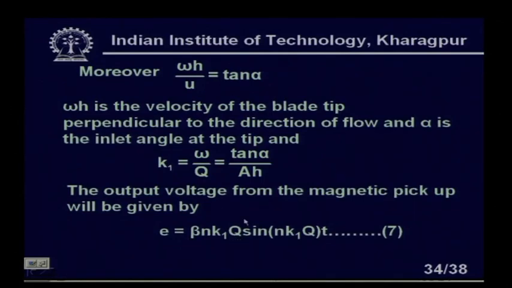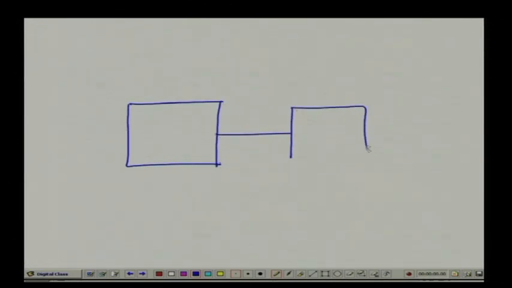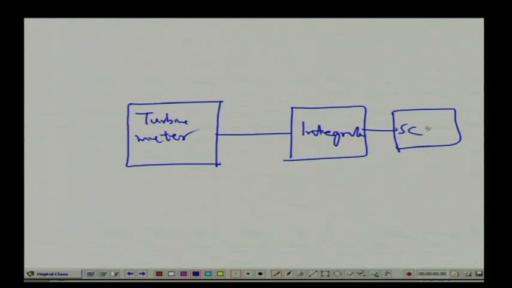Simply, what they do is take a turbine flow meter, then pass its output through an integrator, and then a Schmitt trigger. What will happen? Once you integrate, I will get a signal which looks like this, a constant amplitude signal.